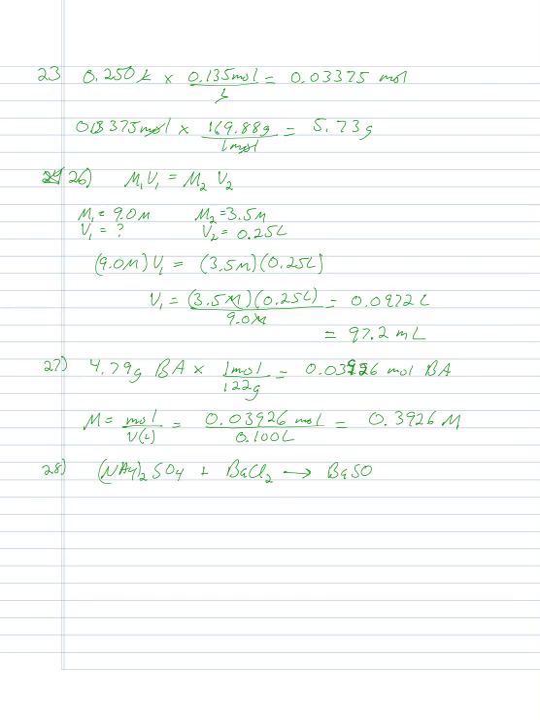Okay, so we know the moles of benzoic acid, and now we just need to use molarity. So molarity is equal to moles over the volume in liters. So we're going to put 0.03926 moles over, and we've got a 100 milliliter solution, so that's going to be 0.100 liters, and so that ends up being 0.3926 molar solution.